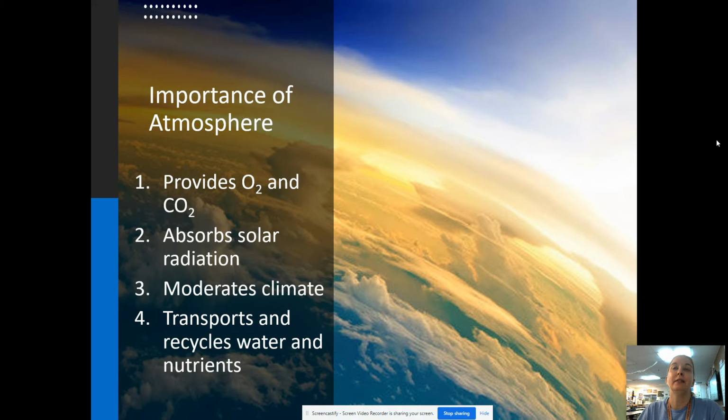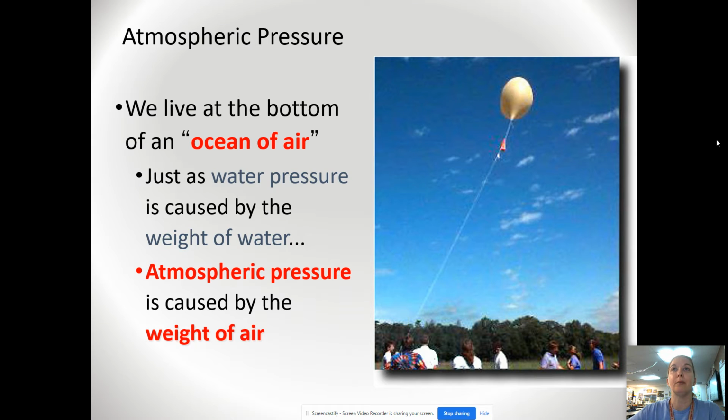So why is it important? It gives us both oxygen and carbon dioxide. We need oxygen to breathe, and plants need that carbon dioxide, so both are important. It helps absorb solar radiation. A lot of solar radiation gets absorbed in the atmosphere. It helps moderate our climates, and it transports and recycles water and nutrients, all of which are super important.